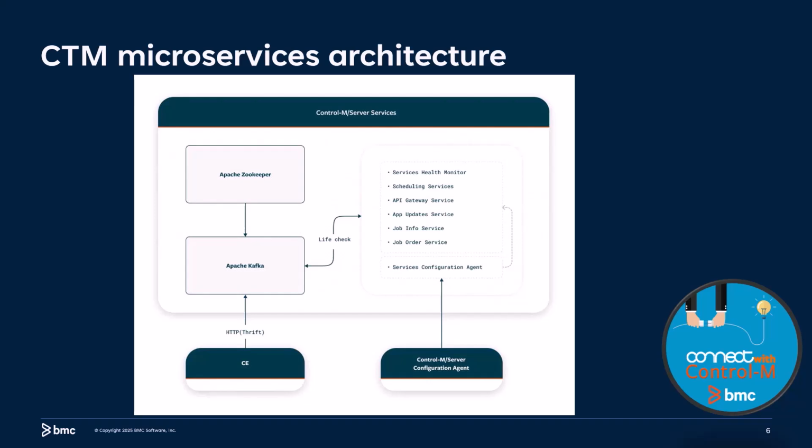This is the Control-M server services architecture. We can see here all the Control-M server services. Apache Kafka is a message broker, and there is direct communication between the CE core process and the Kafka service. As already mentioned, the Control-M server configuration agent controls the LCA start. We will discuss these services individually on the next slide.